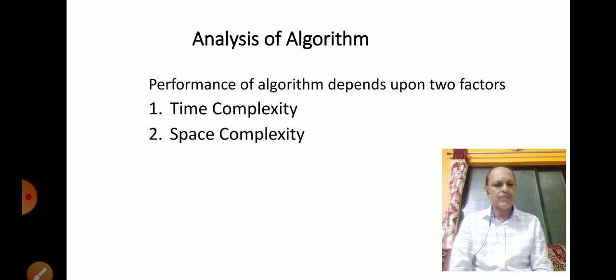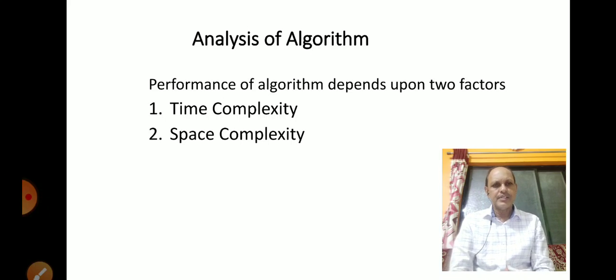So the performance of this algorithm depends upon two factors, and these are the time complexity and space complexity. Time complexity means the amount of computation time consumed on any processor of the computer system to obtain the desired output. Then the space complexity means the amount of memory used. That means the space allocated in the memory. Now we will see one by one in detail.